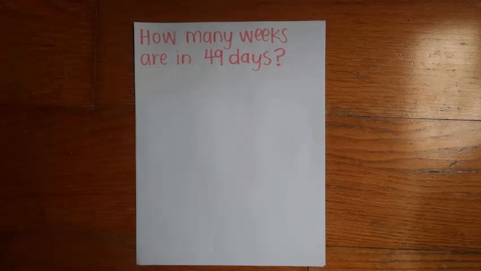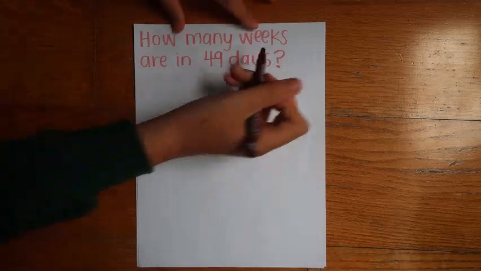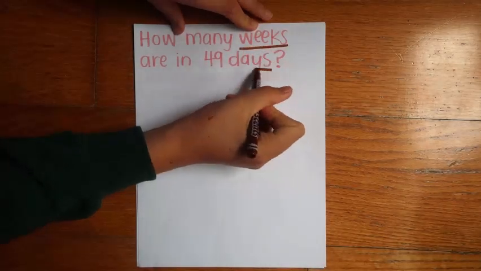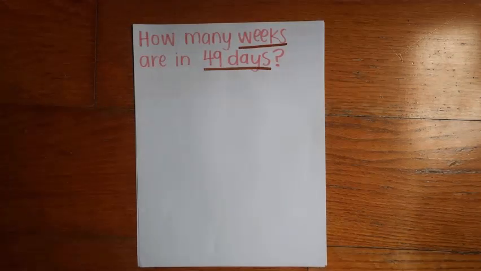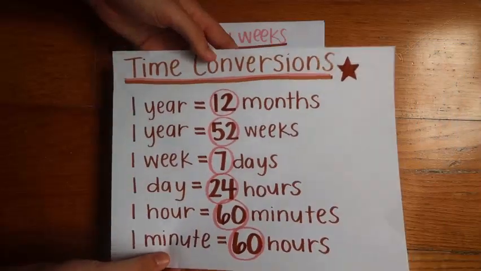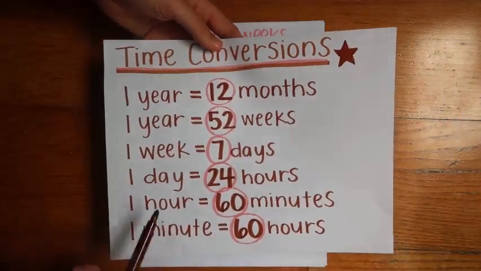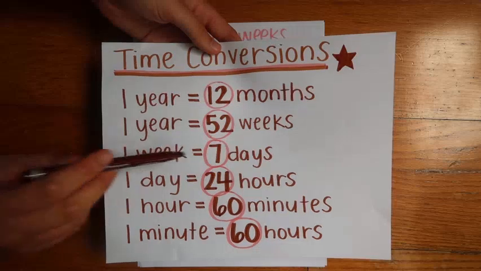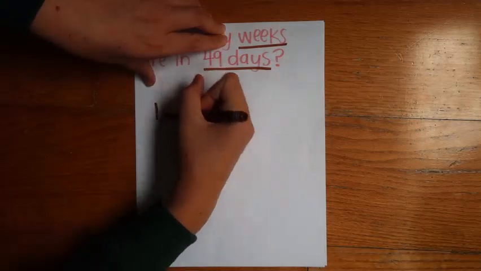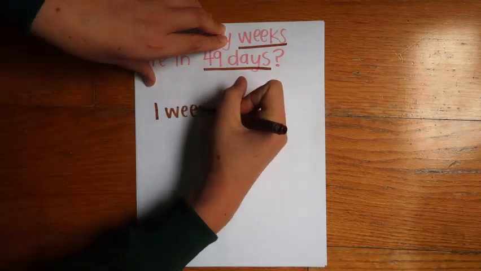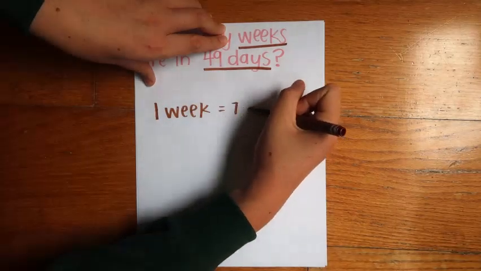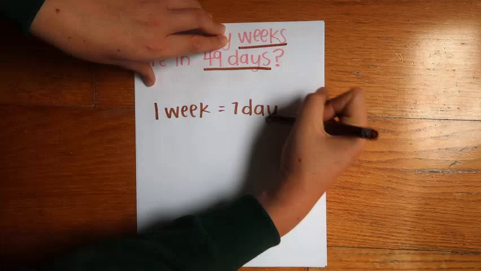The next problem says, how many weeks are in 49 days? So I have weeks and 49 days. So I'm looking on my conversions for weeks to days. Again, I see it right here. 1 week equals 7 days.